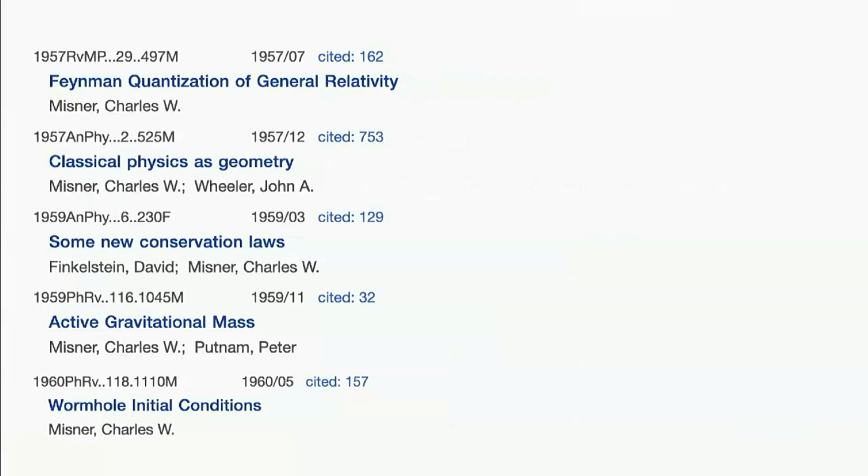Okay, so this is the NASA ADS website. You can find all the scientific papers going way back. I used that to list Charlie's first few publications. Actually, one of them is slightly out of order here. So the very first publication is his senior thesis, his PhD thesis, which most people in the field didn't even know was on Feynman quantization of general relativity.